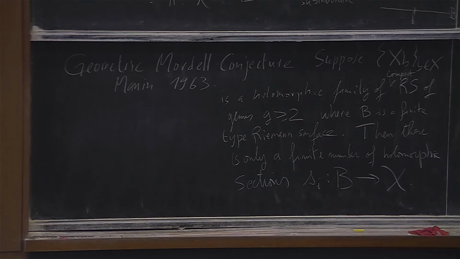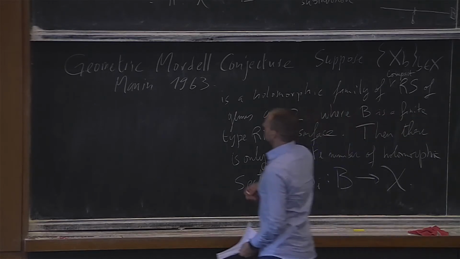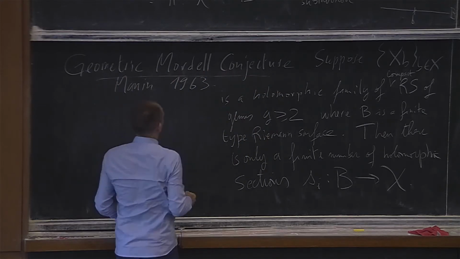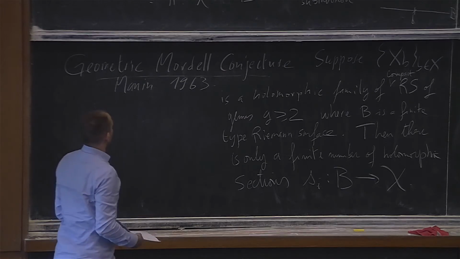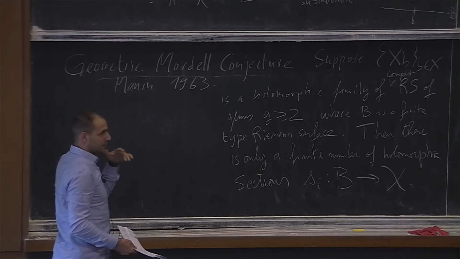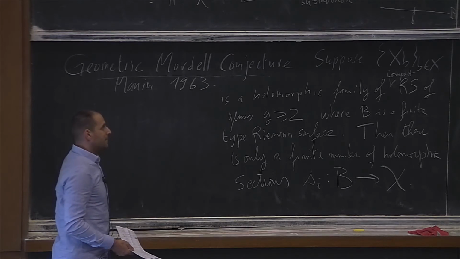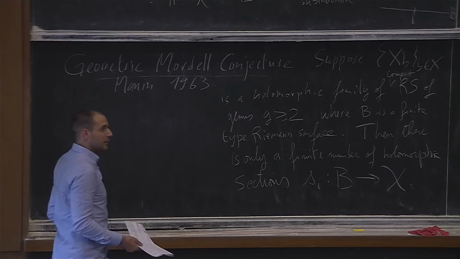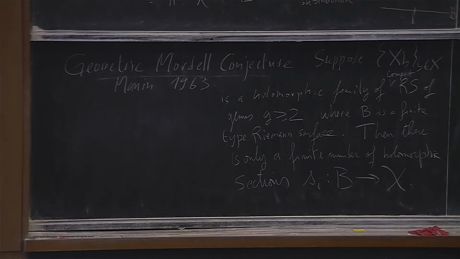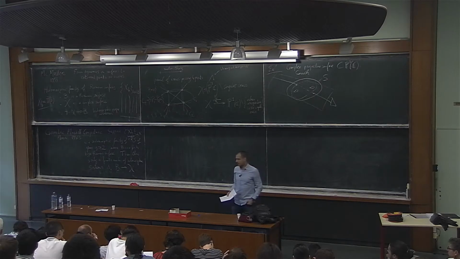And why is this called geometric Mordell conjecture? Because in fact, it is really a kind of analogue of the Mordell conjecture, which is the arithmetic Mordell conjecture, which says that on a smooth curve defined over a number field, of genus larger than 2, there is only a finite number of rational points, right?